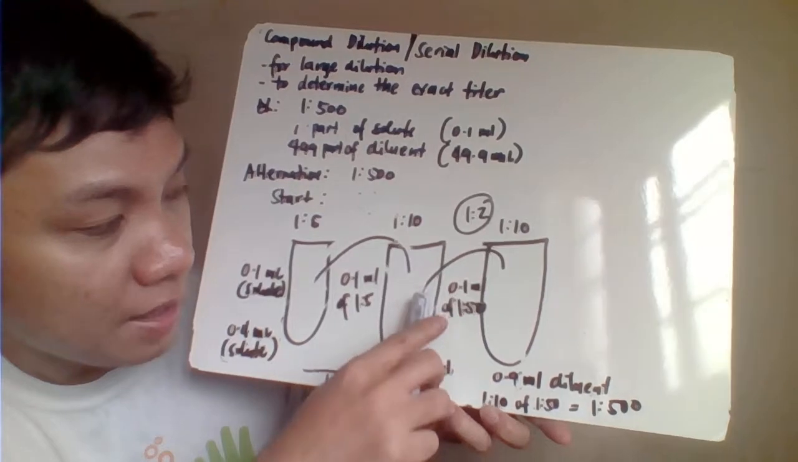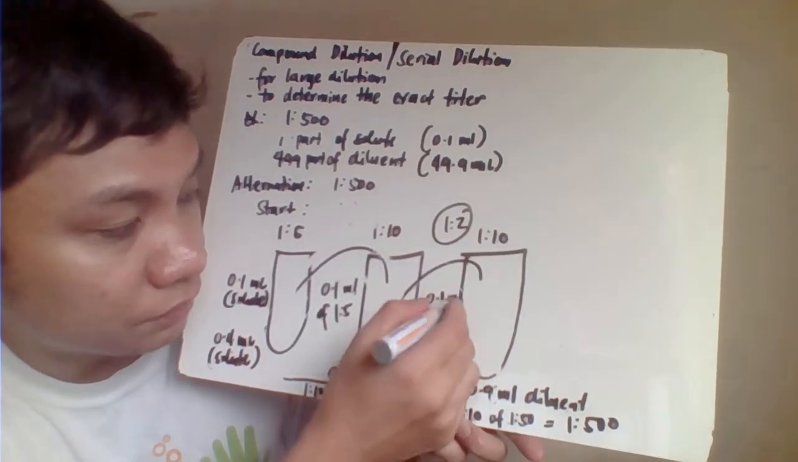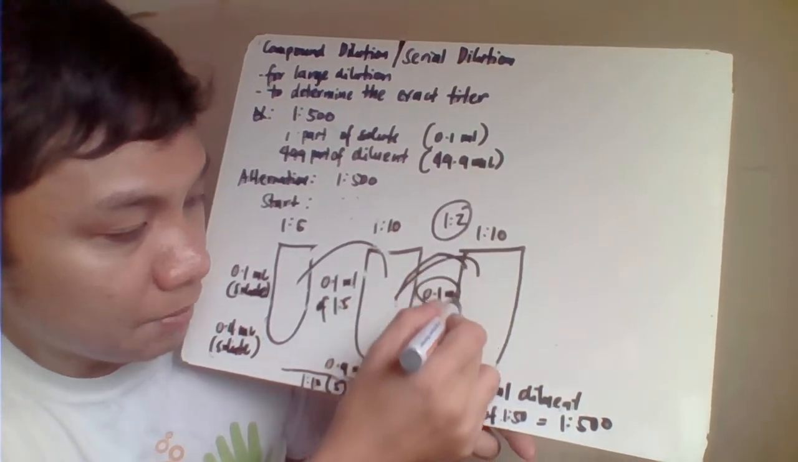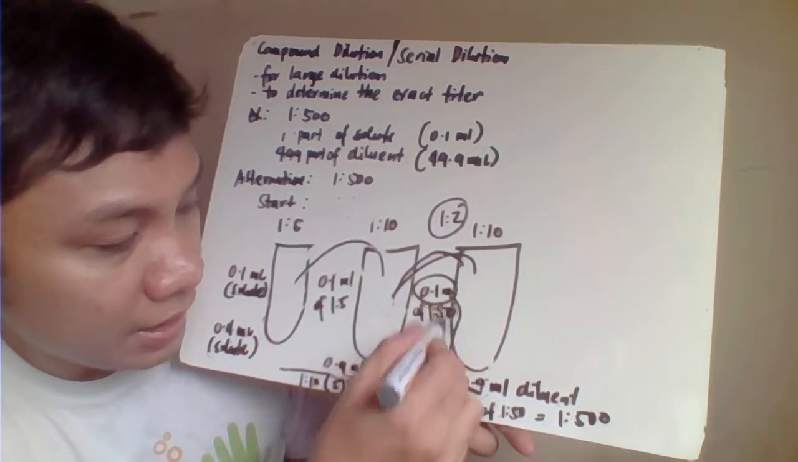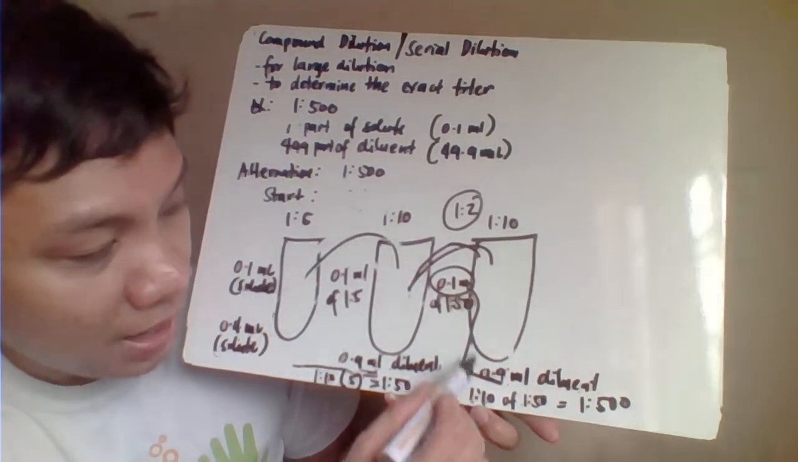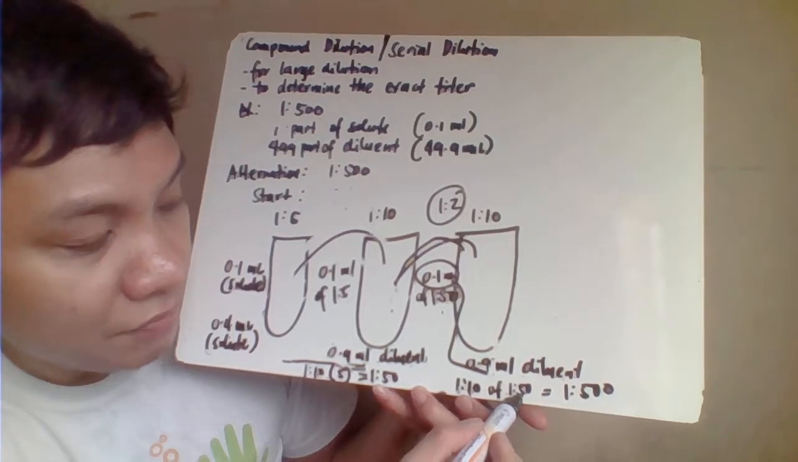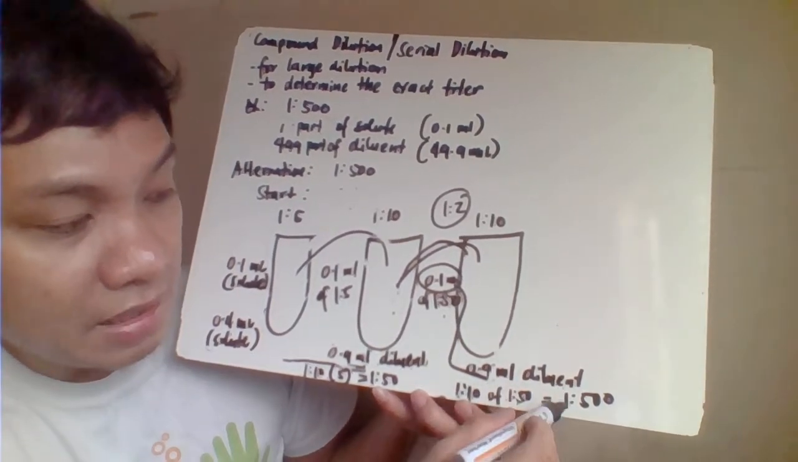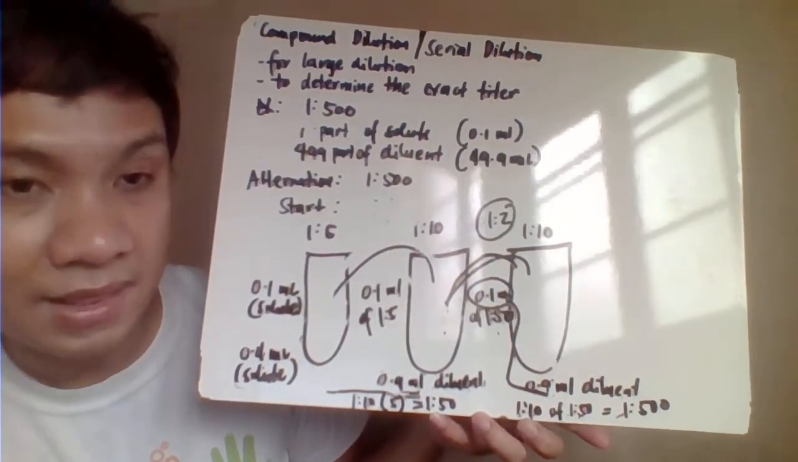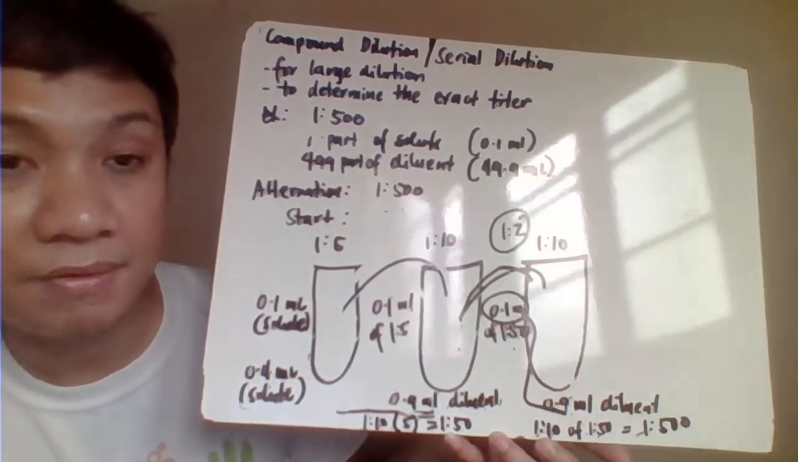Kukuha ka ng 0.1 ml ng 1:50. So 0.1 ml nito, galing dito, add mo dito sa 0.9 ml, okay, that gives you a 1:10. Since ang ito ay galing kay 1:50, 1:10 multiply by 50, that gives you 1:500. So pareho pa rin, you were able still to come up with 1:500.